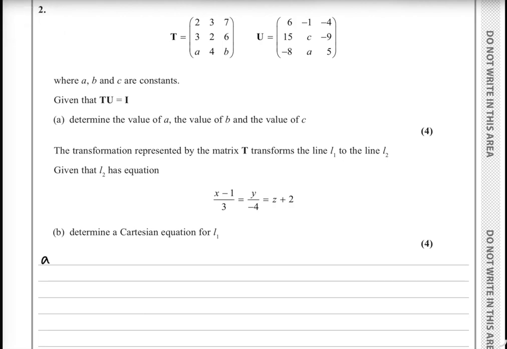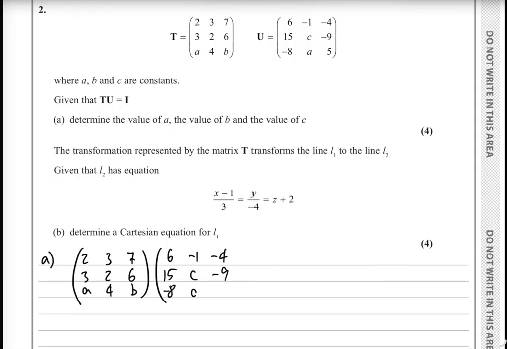So that statement is telling us that T, which has to go on the left, which is this, multiplied by U on the right. Remember, the order is very important for matrix multiplication, is equal to the identity matrix, which has 1s on the leading diagonal and 0s everywhere else.